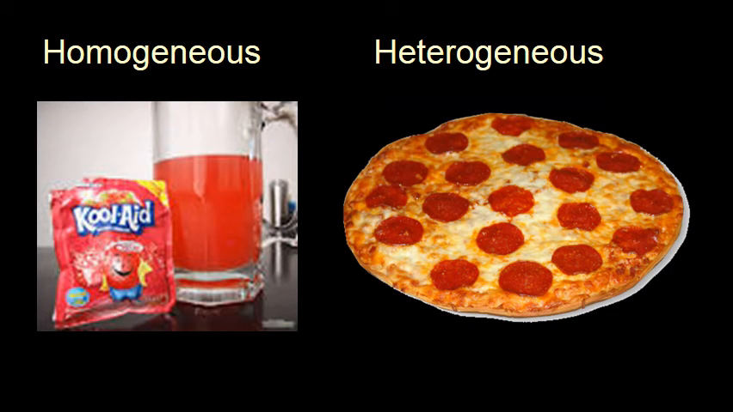So a couple examples. Homogeneous, heterogeneous. Homogeneous, Kool-Aid, all kind of mixed together. Heterogeneous is kind of separated. The pepperonis are in their own little spot. The cheese is kind of in a separate spot. The sauce is in its own spot. The crust is in its own spot. They're not really all mixed together evenly the way Kool-Aid is.